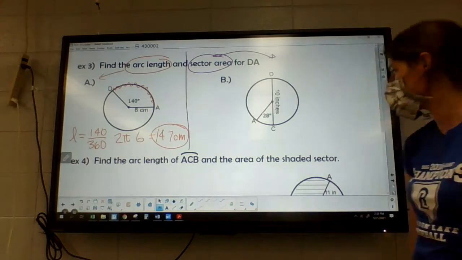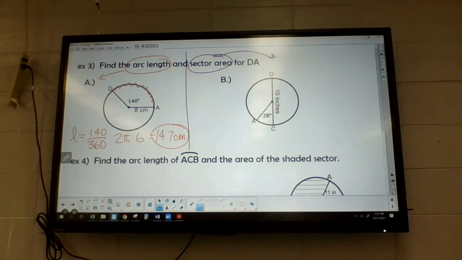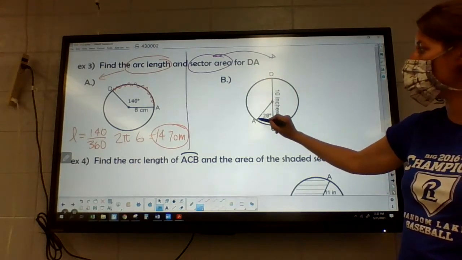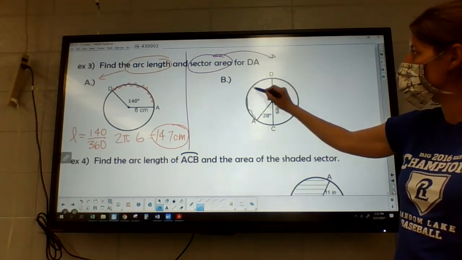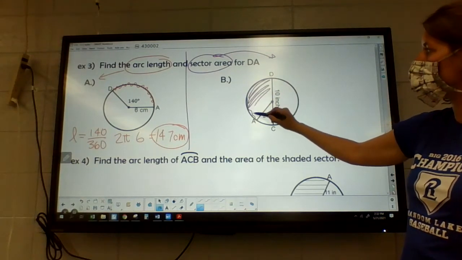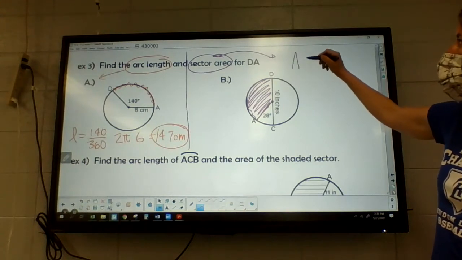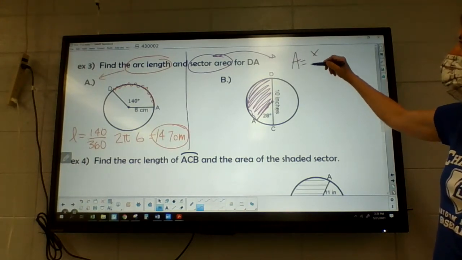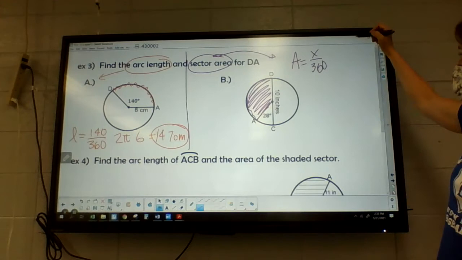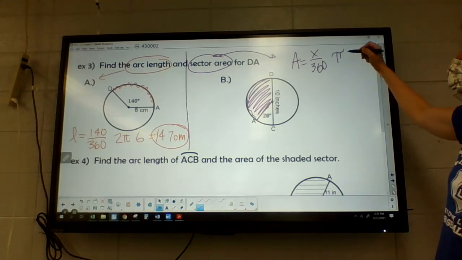This next one, let's talk about sector area. Now sector area for DA. So DA is this. So the sector area we're talking about is this slice here. So not the little 28. That being said, so sector area is x over 360 times the area, which is pi r squared.